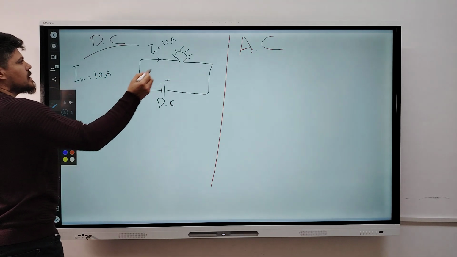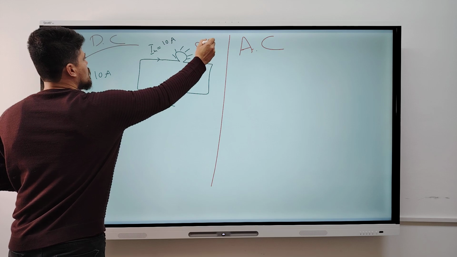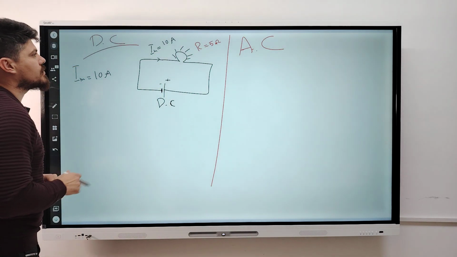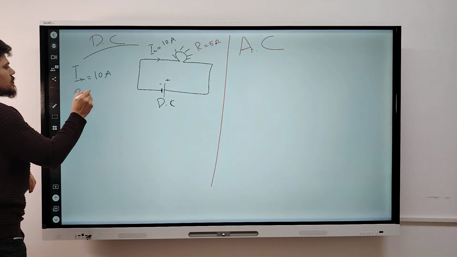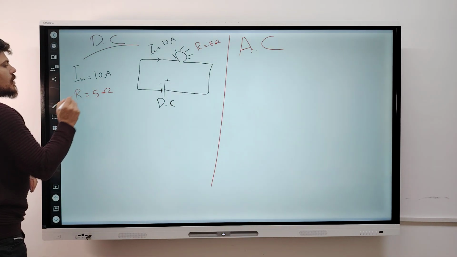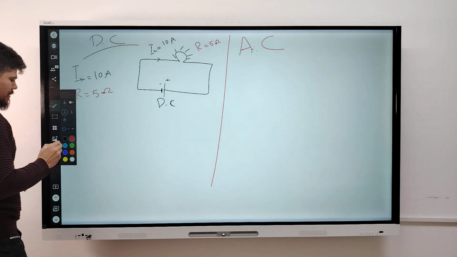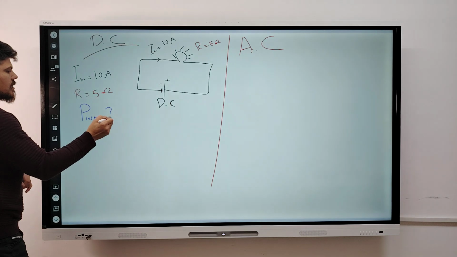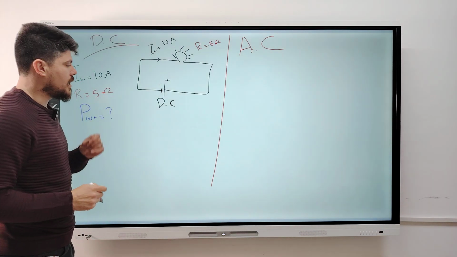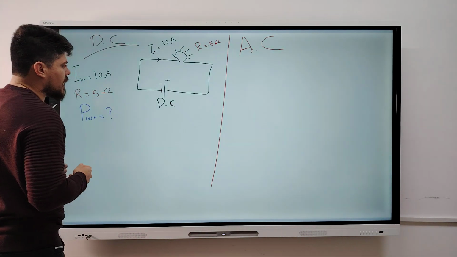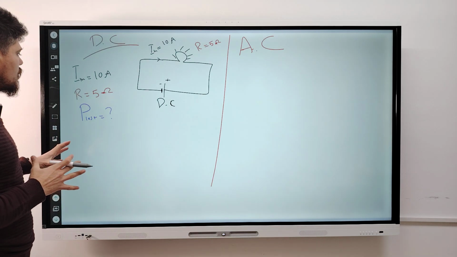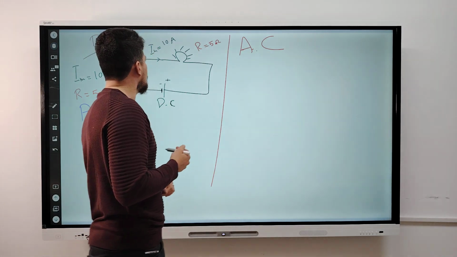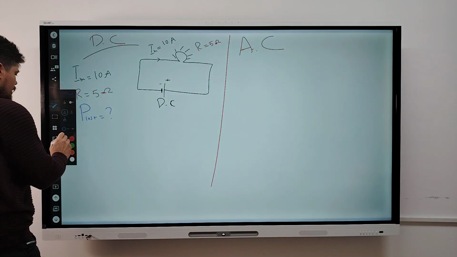Assume that the resistance is equal to 5 ohm. What will be the power dissipation here? P loss is equal to what? In that case, we can calculate the power dissipation or power loss. But before finding the power loss, I would like to draw the circuit for the AC also.